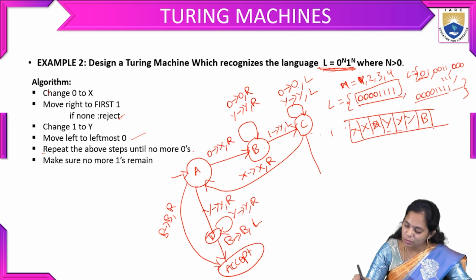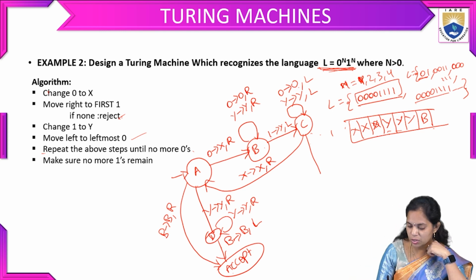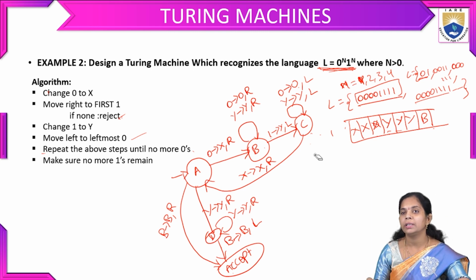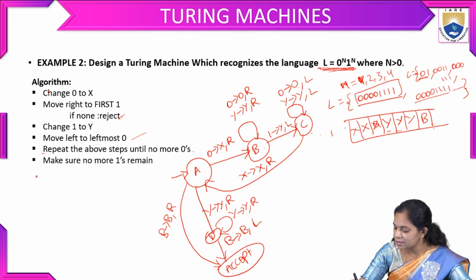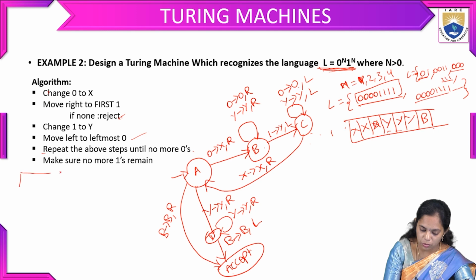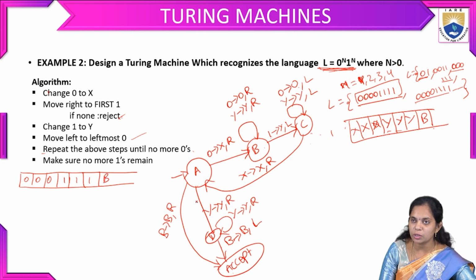So like this we constructed a Turing machine, and we will also check whether this Turing machine is simulating the strings of the given language or not. So we will take the string 000 and 111. So here 000, 111, and the blank symbol. According to the Turing machine, we will move.